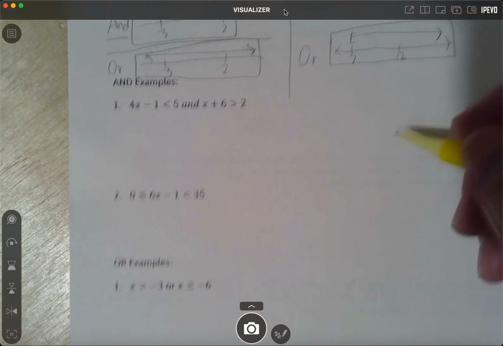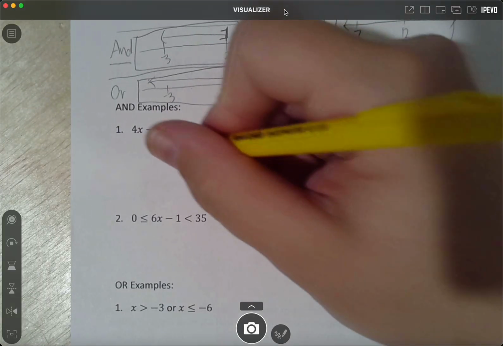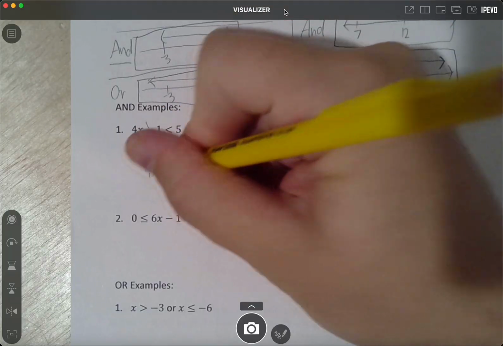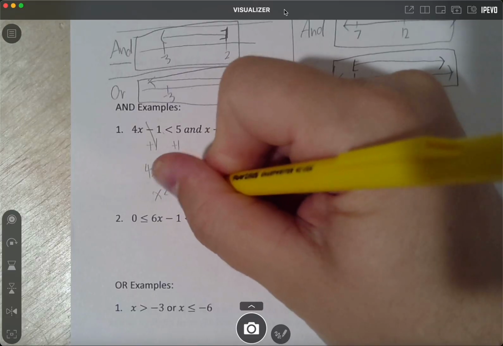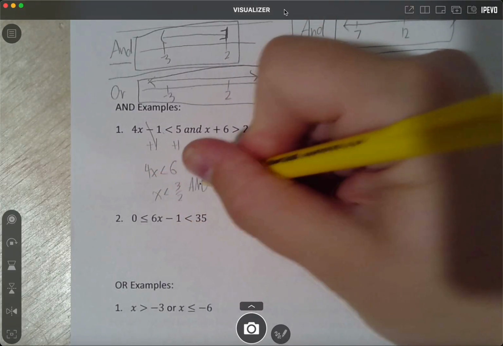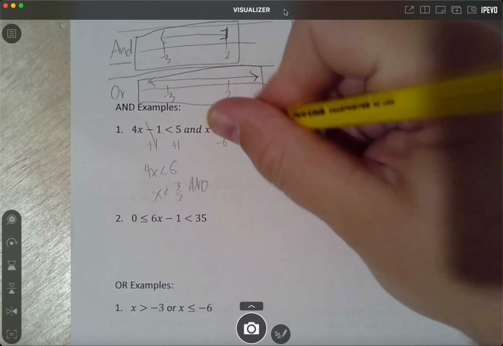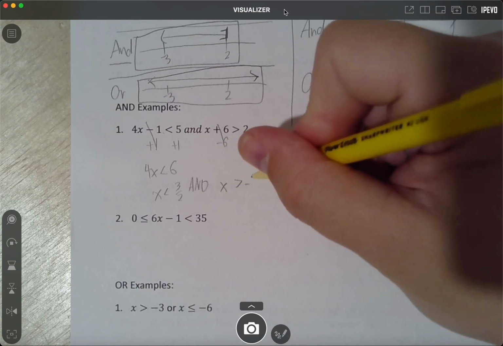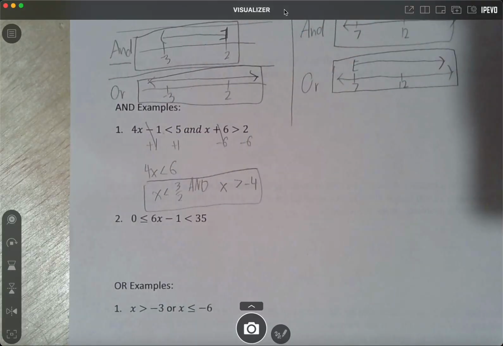So let's look at our examples now. I'm going to speed through this algebra really, really quickly. You'll add the 1 to both sides. That's 4x is less than 6. That's x is less than 3 over 2 when I solve it all out. Still write the and in between. Over here, I just need to subtract the 6. And I'll cut to writing it on the bottom. That'll be x is greater than negative 4. So automatically, there's my answer.